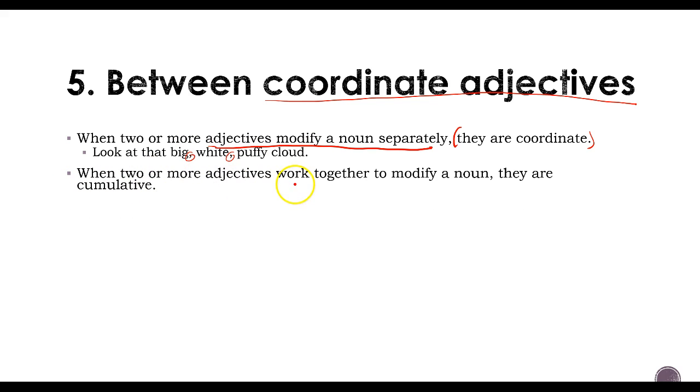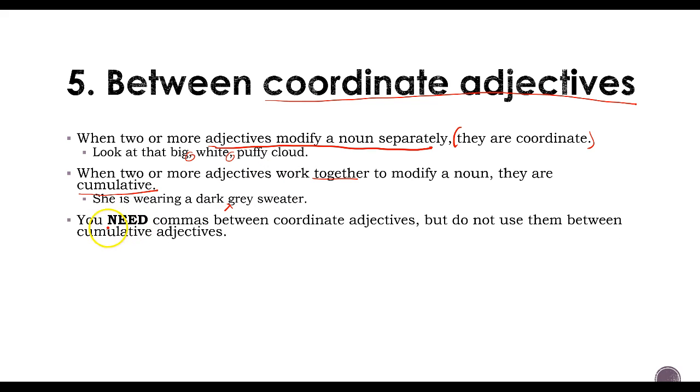So when two or more adjectives work together to modify a noun, they're cumulative adjectives. And with cumulative adjectives, no commas. She's wearing a dark gray sweater. So in this one, dark and gray are working together to modify sweater. So we don't put a comma here. If they were working independently, we would put commas in between, but dark and gray are sort of cumulative. They're building one off the other, so no comma in here. So here's the rule. You need commas between coordinate adjectives, but do not use them between cumulative adjectives.